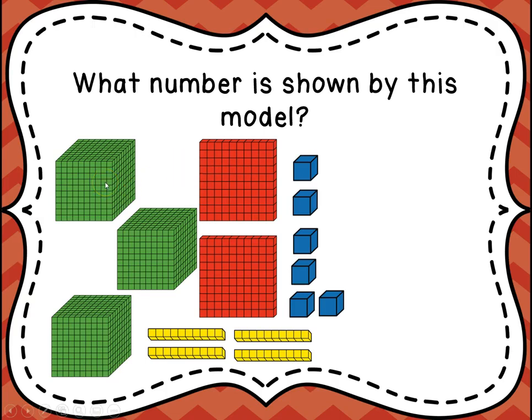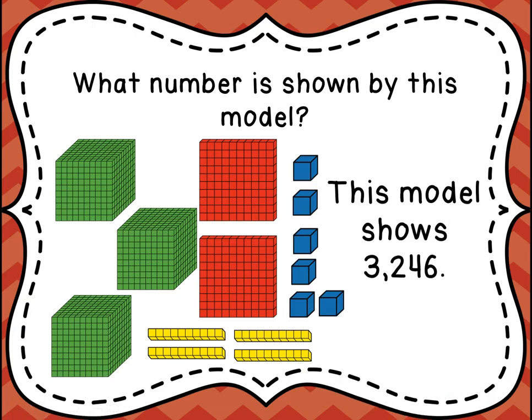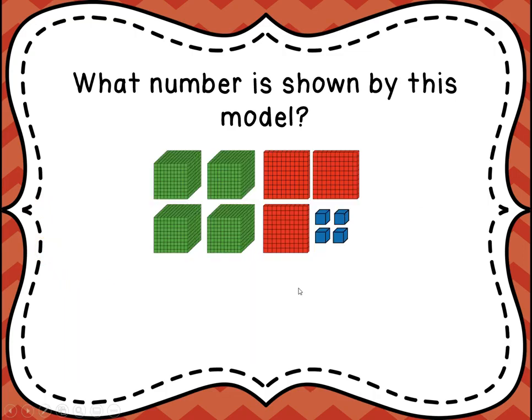Now what number is shown by this model? Well, again, we're going to count. So we have 1, 2, 3 of the thousands. We have 1, 2 of the hundreds. 1, 2, 3, 4 of the tens, and 1, 2, 3, 4, 5, 6 of the ones. So we have the number, this model shows 3,246.